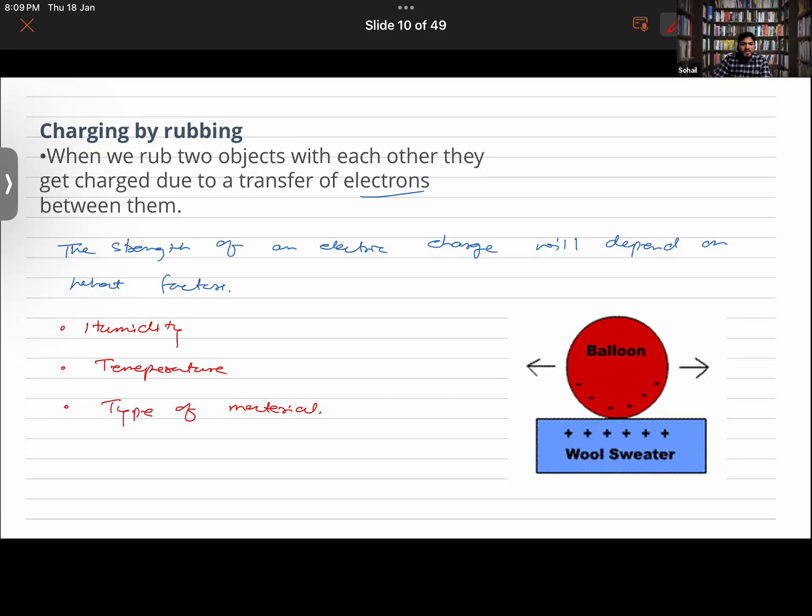Now the question comes: how will humidity impact it? You know that air is a bad conductor of electricity. But if we add humidity to the air, meaning the presence of water vapor in the air, it adds water particles into the atmosphere. So it makes the air conductive. If air becomes conductive, the transfer of charges will take place more easily. Getting it, guys?